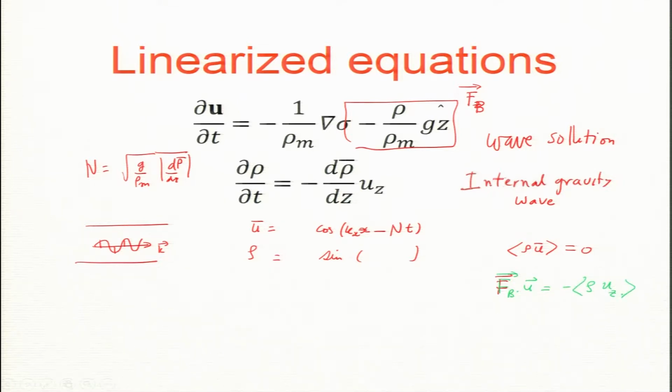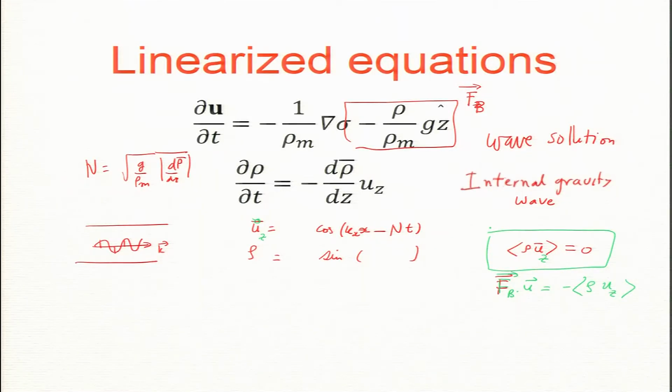So, rho u z gives you the direction. Minus rho u z is the injection rate of kinetic energy to the system. It is 0 for waves. What does it mean? On average, it is sometimes taking, sometimes losing. It is like kinetic to potential energy, but if you average over time, it has 0 net transfer.